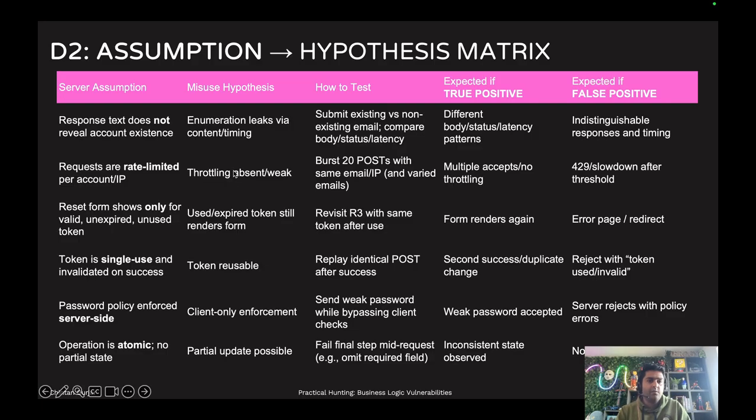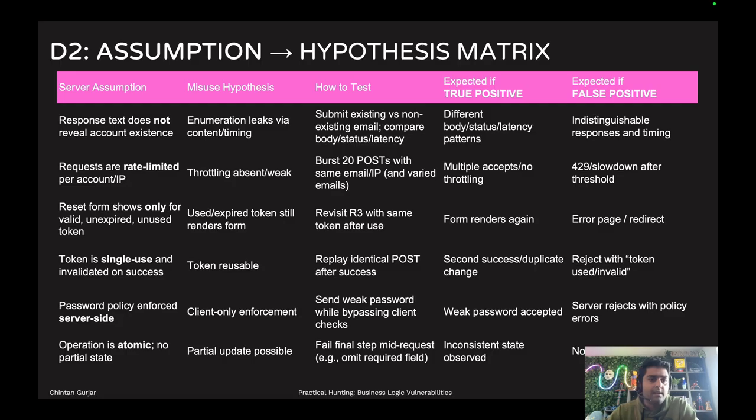Okay, so this is how you would create a second column, which is the misuse hypothesis. Try to challenge the assumption of how the server or feature or step of each and every app is working, and then try to create a misuse hypothesis, which becomes your test cases. From here onwards everything is very easy.